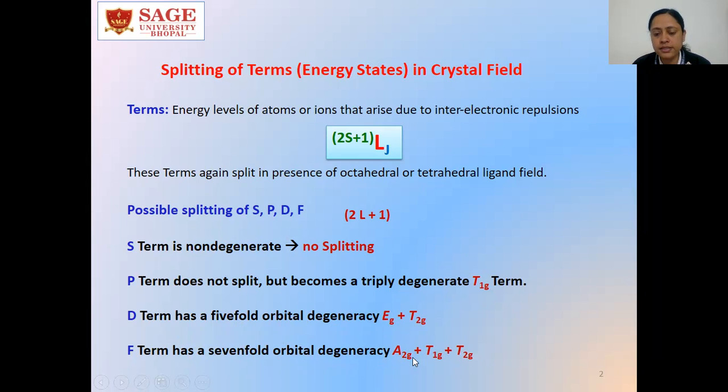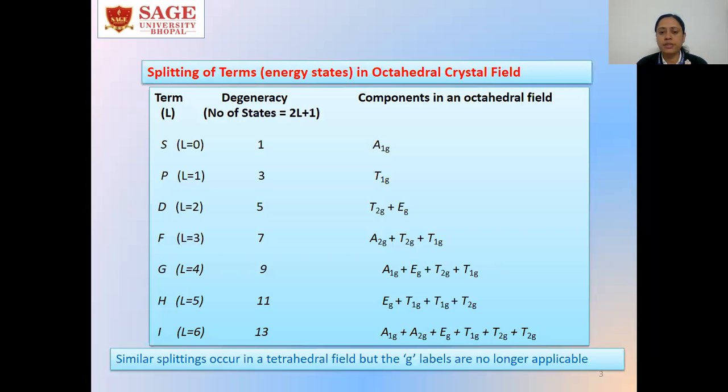A2g is a singlet state, and T1g and T2g are both triply degenerate. So from this table we can see that for the S term the number of states, that is 2L plus 1, is 1, and the component in an octahedral field is A1g. For P, the degeneracy is 3, components T1g. For the D term, the degeneracy is 5, components T2g plus Eg, and so on. We get the components in an octahedral field for F, G, H, I also. And similar splitting occurs in a tetrahedral field, but the g labels are no longer applicable there.